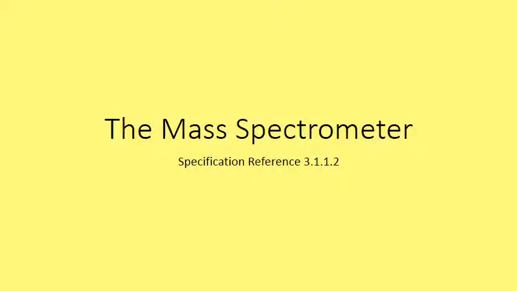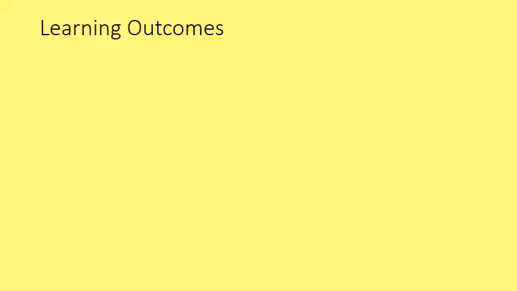Hello and welcome to this lesson on the Mass Spectrometer. It has specification reference 3.1.1.2 and the lesson objectives that we're going to study are as follows.